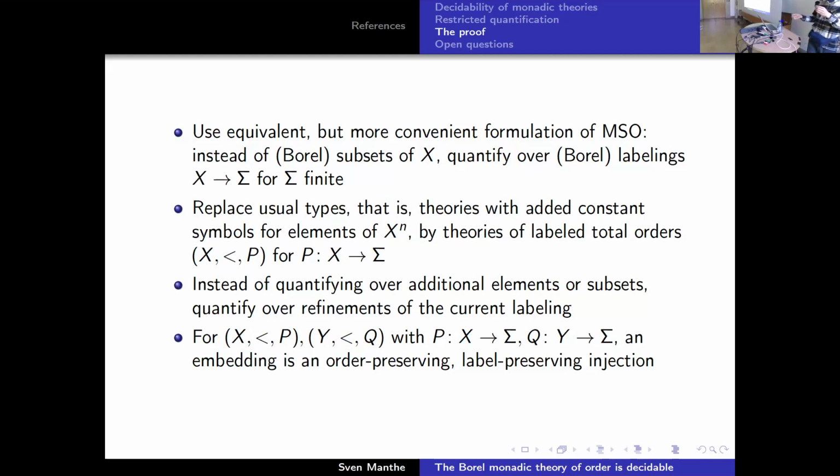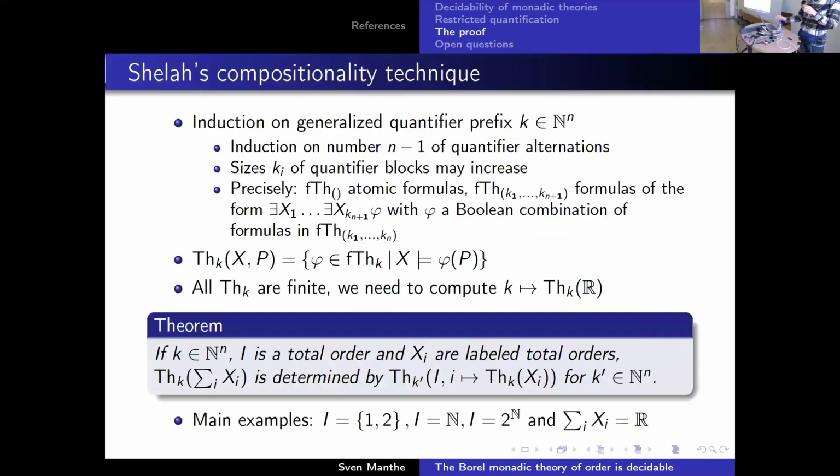And then instead of quantifying over a new element, one can quantify over a refinement of the current labeling. And finally, I will often talk about when two subsets of an order embed into each other. And whenever I do this, I mean that we have an order preserving and label preserving injection. So much about notation.